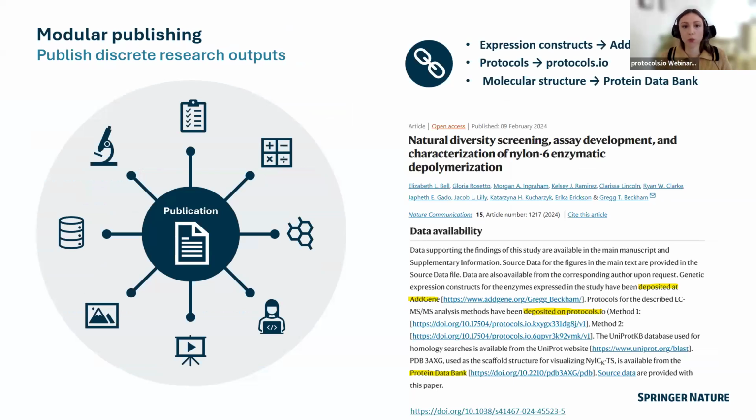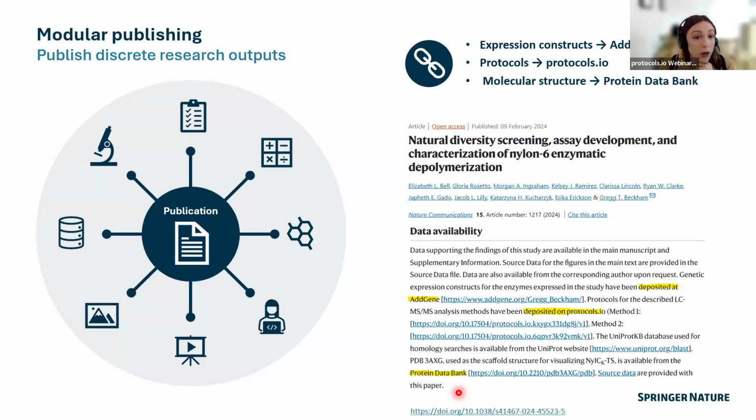And so going back to modular publishing, this is what that could look like. We have here on the right a Nature Communications paper that was published and the data availability statement that goes along with it. We can see in that data availability statement, they have published all of the relevant outputs into the repositories that suit them. So we've got the expression constructs on AdGene, the protocols on protocols.io, and the molecular structure on the Protein Data Bank.